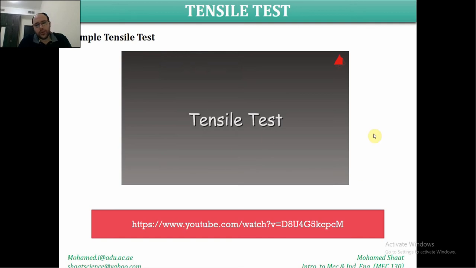Now I'm just going to leave you with this video explaining in detail a real example of tensile testing of two different material samples. One is made of steel, the other one is made of aluminum.